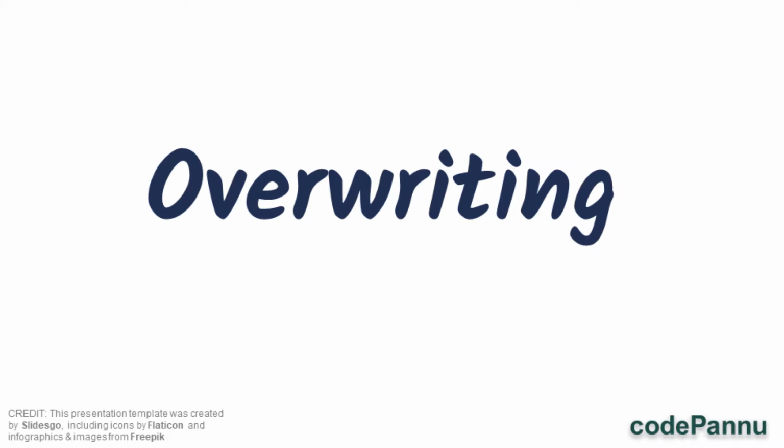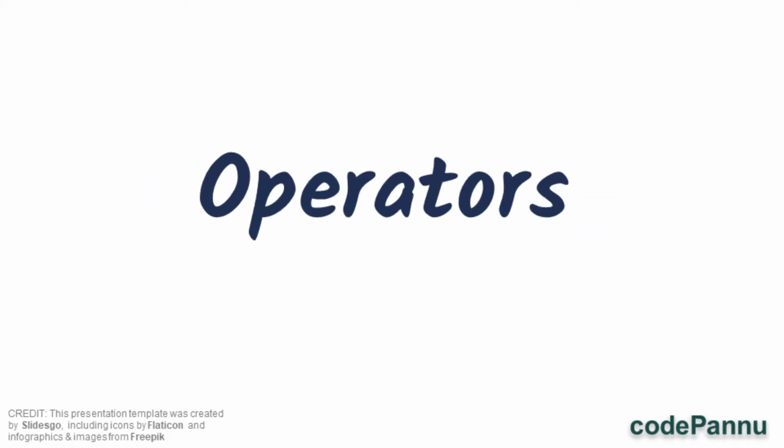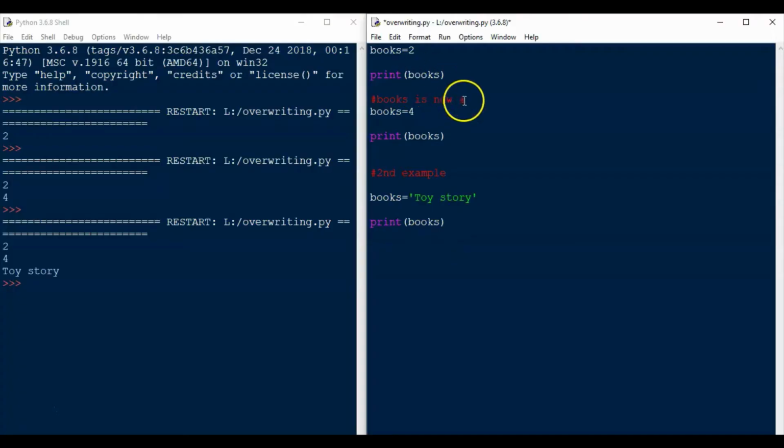Now let us see another type of overwriting. In this type, we will see how to overwrite when we use operators like mathematical operators or conditional operators or logical operators. Let us go to Python and see some example. So last time we wrote books equal to 2. Then when we got 2 more books, we directly wrote books equal to 4.